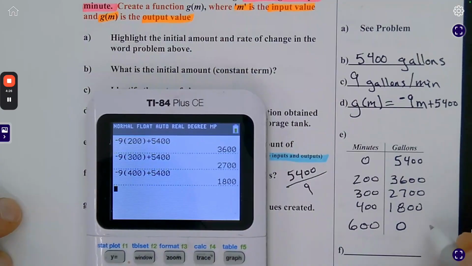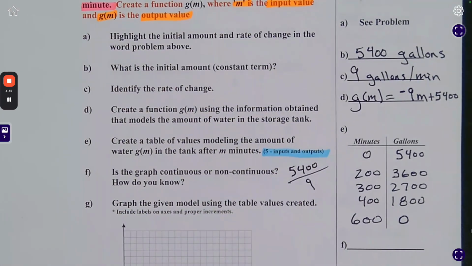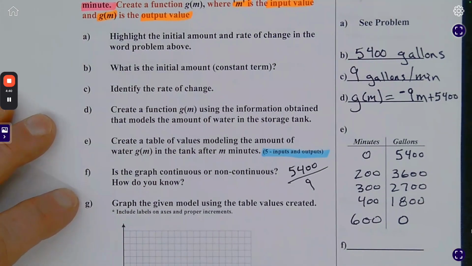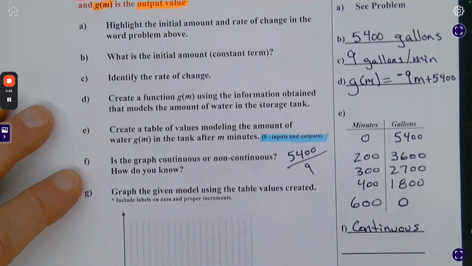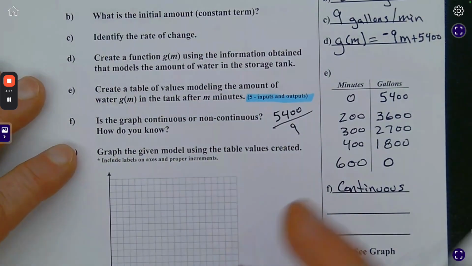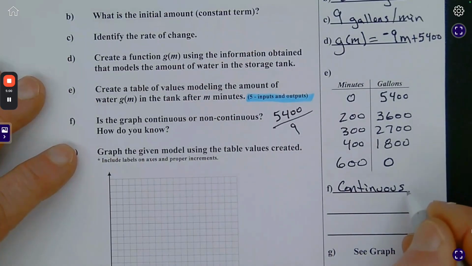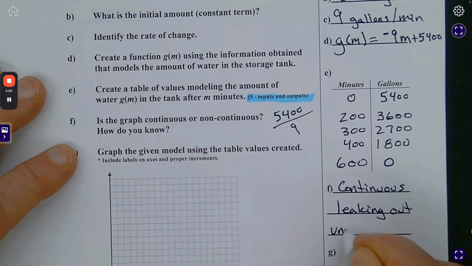Notice it's decreasing, right? So as the time is increasing, the water's decreasing, which should be happening. All right, is this continuous or non-continuous? Well, this function is continuous, and it's continuous because fractional answers or minimum amounts of water can leak out, right? And time is usually always continuous. So the water is continuously leaking out. It's not coming out in a bucket full, right? So it's continuously leaking out until empty.